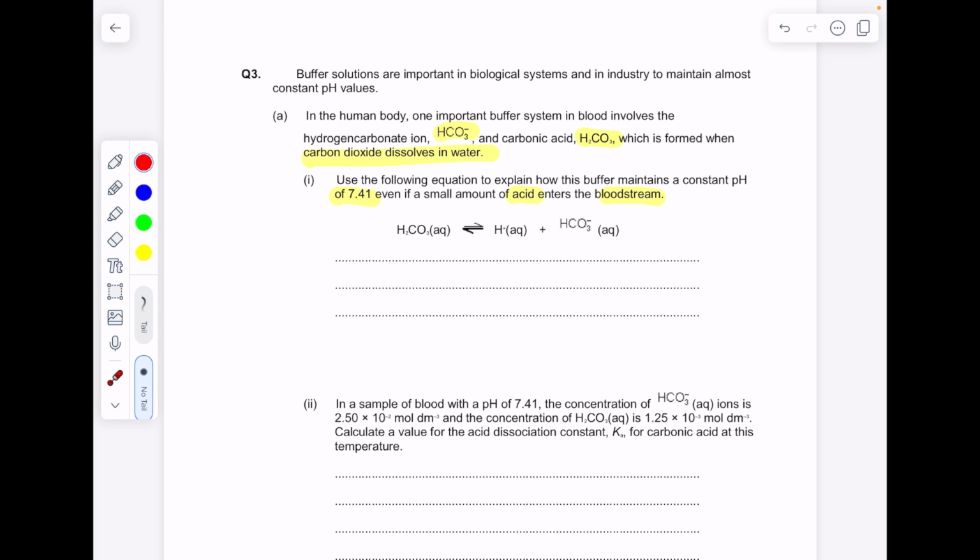So when that acid enters the bloodstream, it's in effect donating more H+ ions, meaning that the position of equilibrium shifts to the left, and therefore the ratio of the concentration of carbonic acid to hydrogen carbonate ions remains constant, so therefore the concentration of H+ ions and pH remains constant.